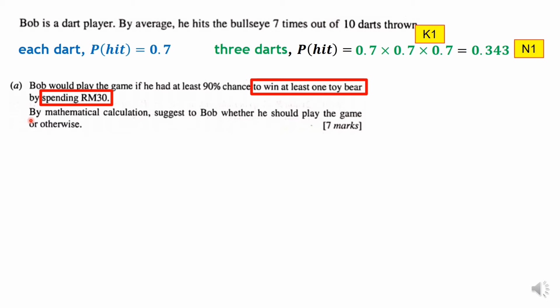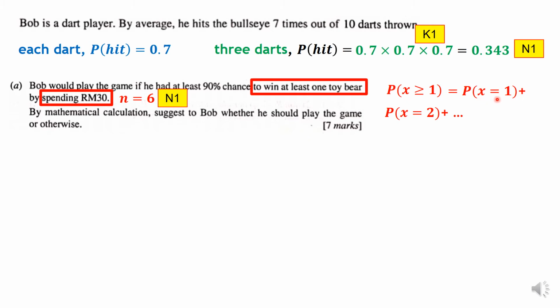What do you understand by to win at least one toy bear? Look into this. This is 90% chance to win. Therefore, the probability to win at least one toy bear. Okay, one toy bear. So then spending RM30, you know that per game is 5 ringgit. So 30, how many games? Yes, it will be 6 games. Then you come back here, you continue. So this is 1 mark.